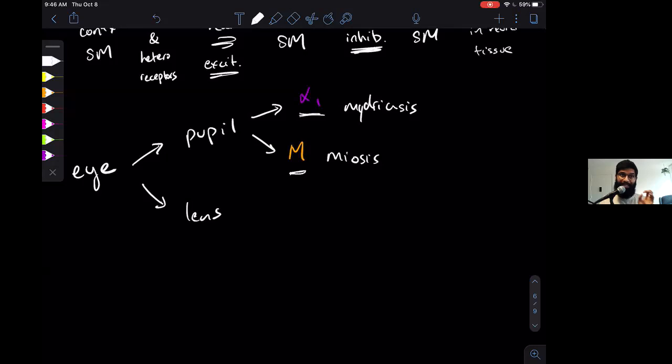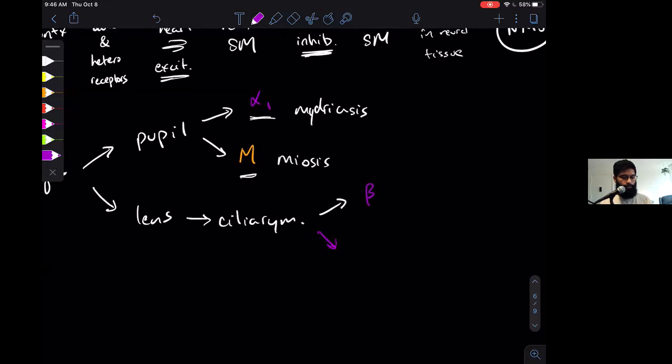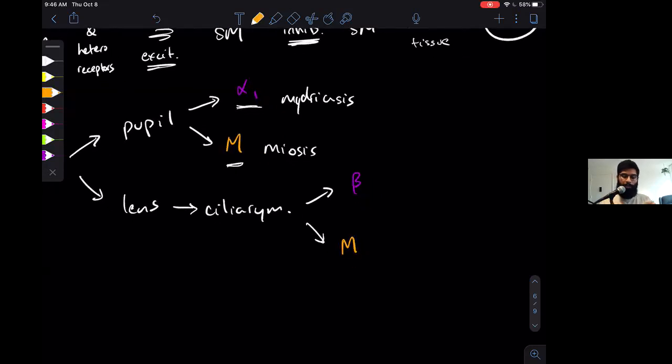Let's look at the lens. So the lens is controlled by the ciliary muscle. And this is going to have some beta receptors, and some more muscarinic receptors. So beta receptors, this is adrenergic, so it's primarily going to be sympathetic function. When we are in fight or flight, we want to be able to see everything, right? And so the beta receptors, when acted upon by our epinephrine, norepinephrine, are going to relax our ciliary muscle and allow us to see everything. It's going to allow for really far vision.